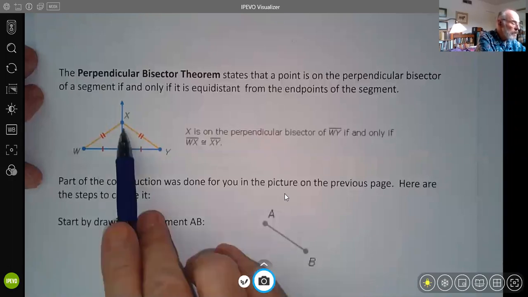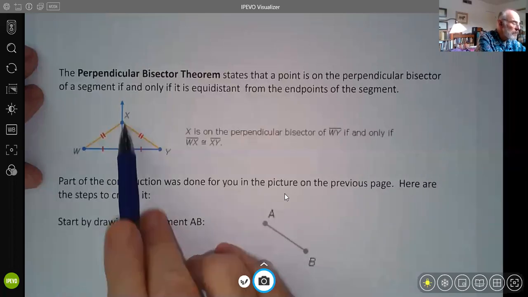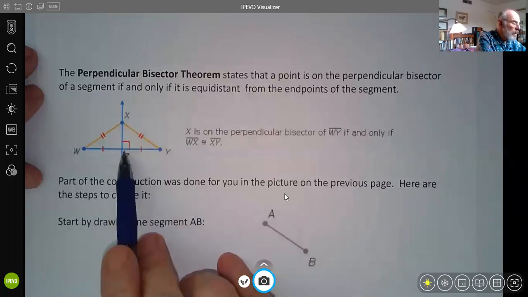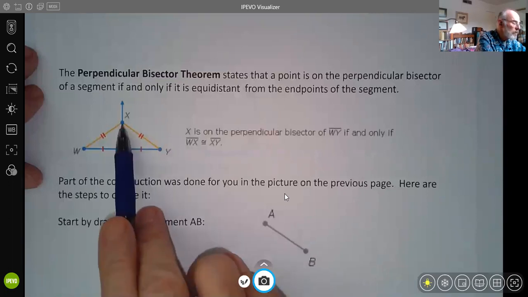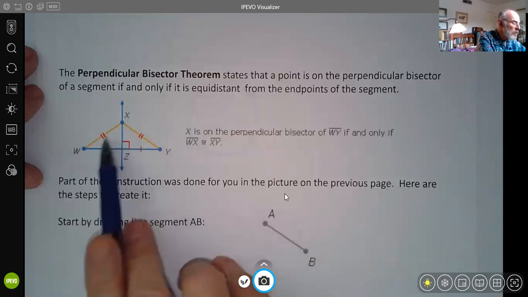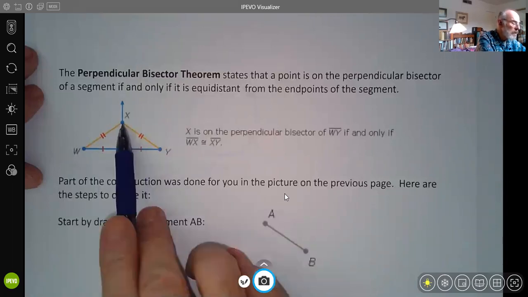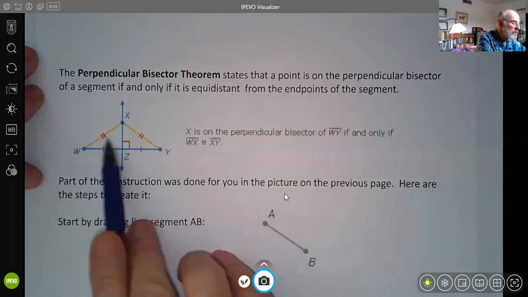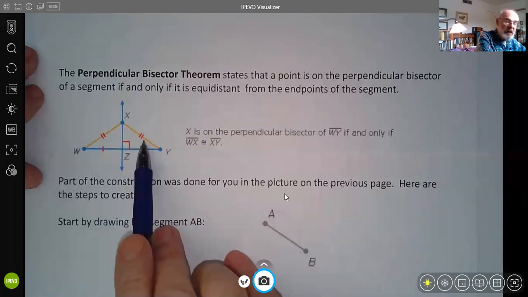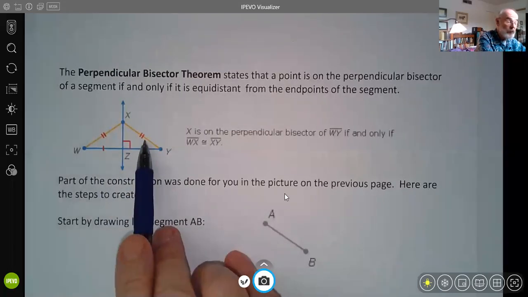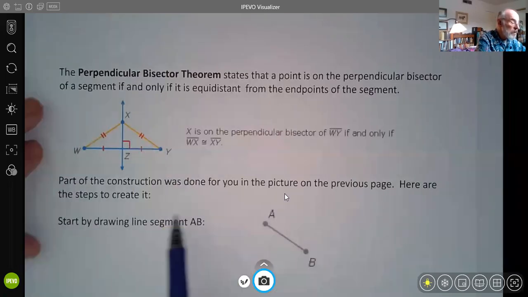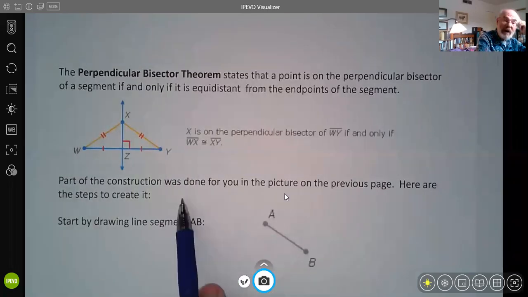Likewise, X here. It's on the bisector, and it's perpendicular, and it can be on the perpendicular bisector only if its endpoints W and Y are equidistant from X. And you'll see there are two tick marks on each of these two sides, so that means they're congruent. So we want to create something like that.